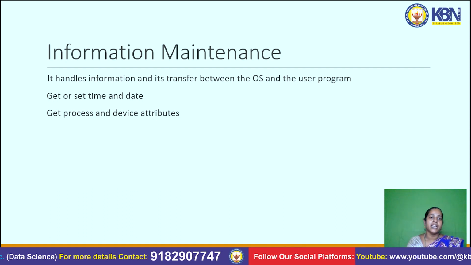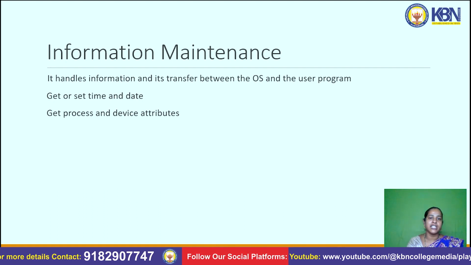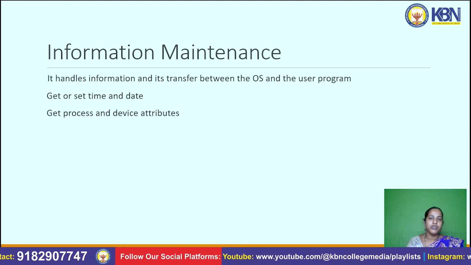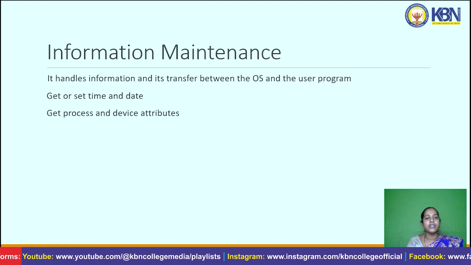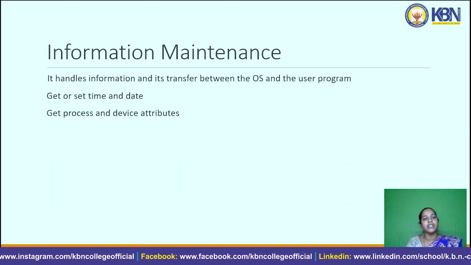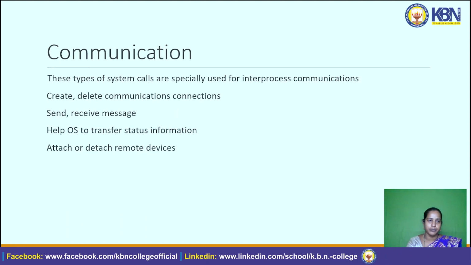Information maintenance. It handles information and transfers it between the OS and the user program. Here we should get or set the time and date. In an operating system we must maintain the time and date. If not, updated information will be missing or some errors will come if we do not maintain the information. We should also get process and device attributes.